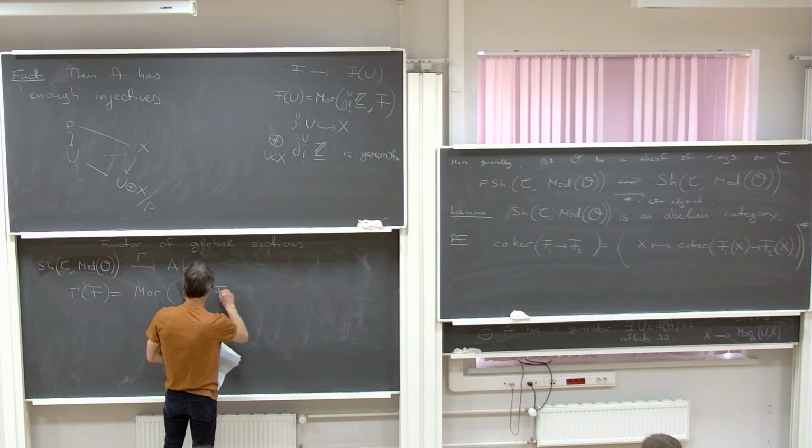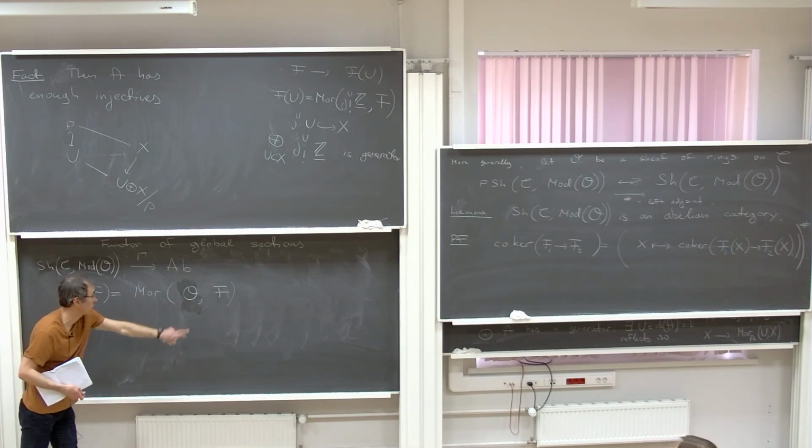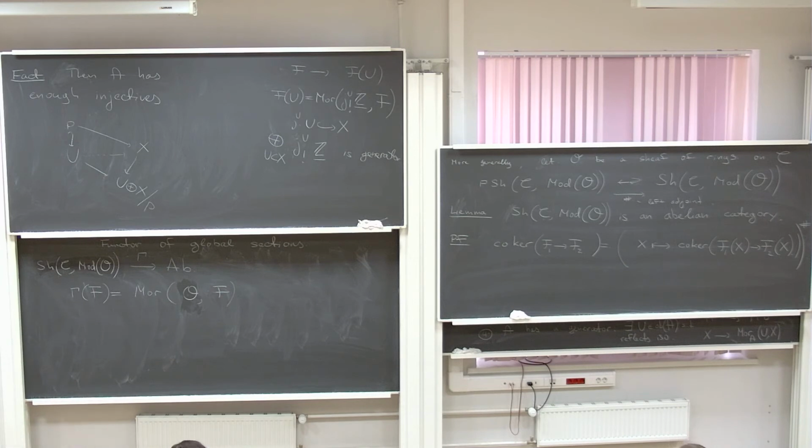To F. If we worked with the category of sheaves of abelian groups, it would be just Z, right? So what does it mean explicitly? It means that a global section is a collection: for every object of C, you have a section of F on this object, and it's compatible with all restrictions.